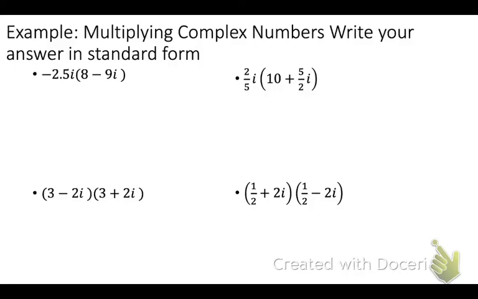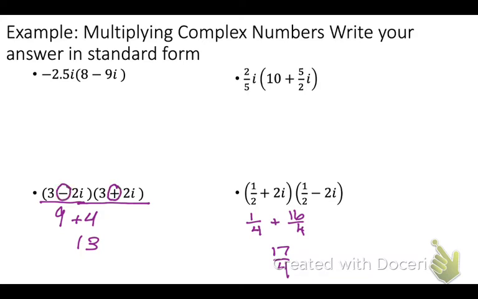So yesterday we ended with these four examples. And this one right here was 9 plus 4, so it was 13. Yes? Okay. And this one was 1/4 plus 16/4, so it was 17/4. Yes? Okay. So we talked about how the two factors are similar. They're exactly the same except what? One's positive and one's negative.